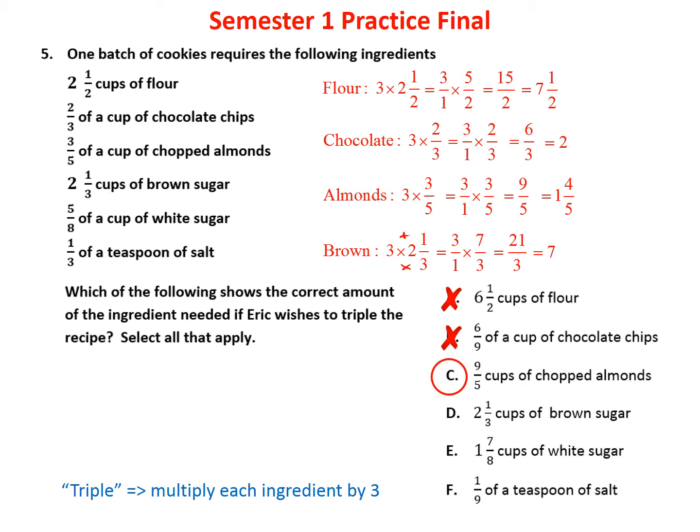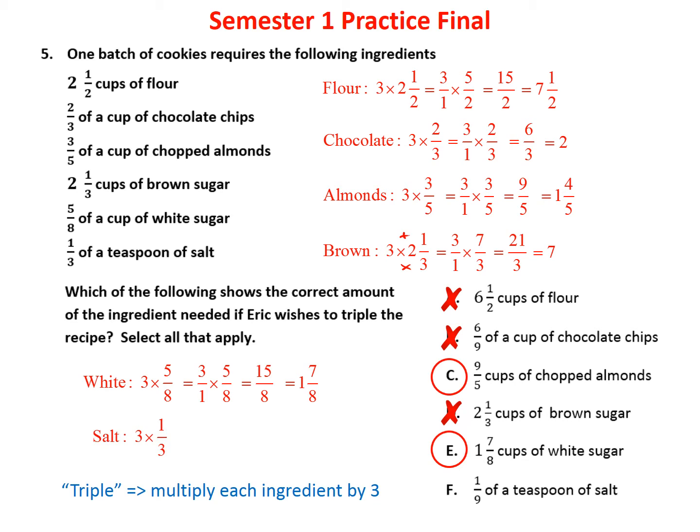And notice here it's still 2 1/3. So that would be incorrect for our triple. Let's go next to the white sugar. 3 times 5/8. So change the 3 to 3 over 1. Multiply the numerators. 3 times 5 is 15. 1 times 8 is 8. 8 goes into 15 one time with 7 left over, so 1 7/8. Look at our answer E, and that is the same answer, 1 7/8 cups of white sugar. So E is the result we would have if we tripled the recipe.